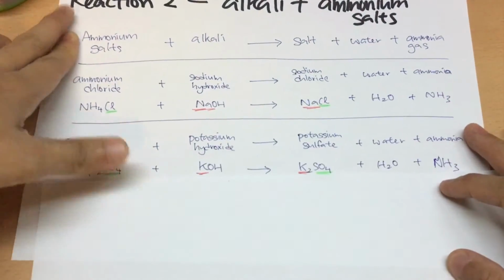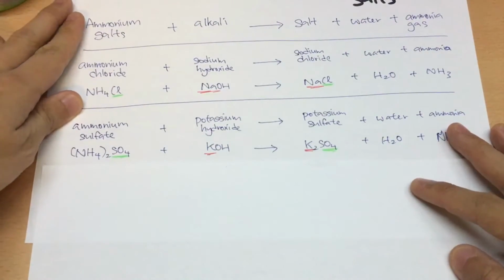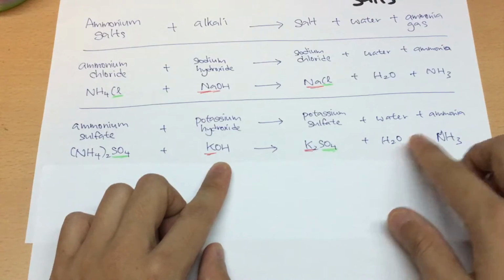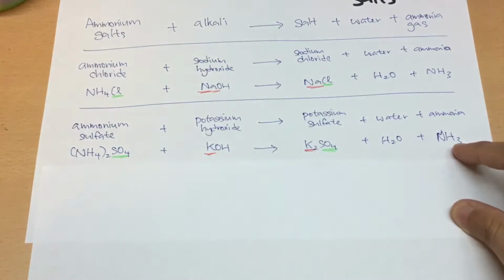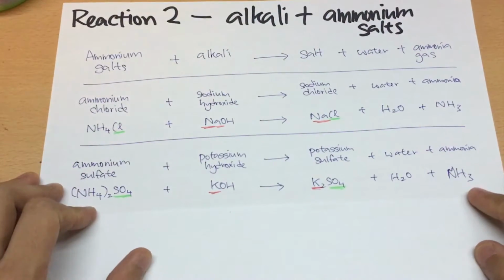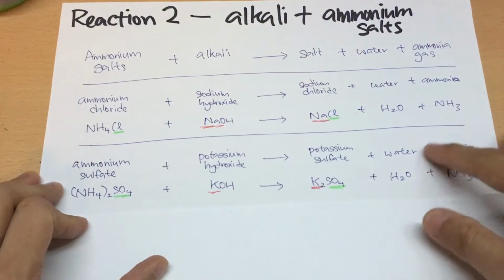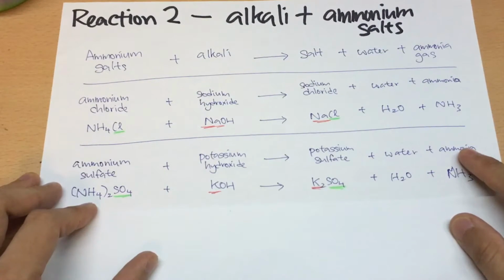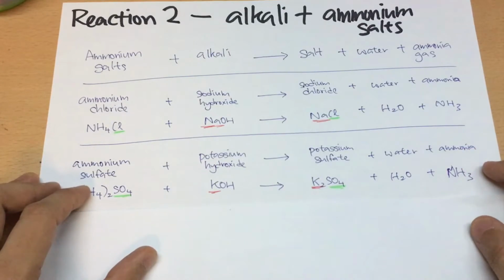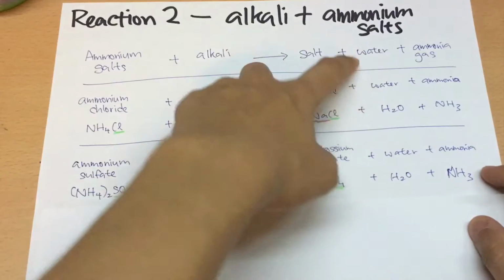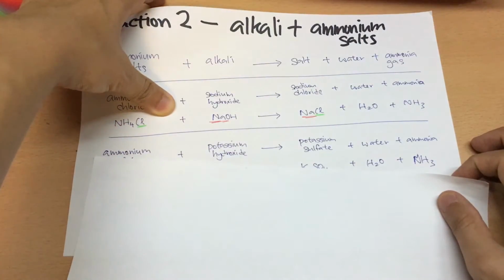In another reaction, ammonium sulfate and potassium hydroxide will form potassium sulfate, a salt, water, and ammonia gas. A common mistake is to confuse the chemical formula of ammonia gas, NH3, and the ammonium ion, NH4+. All alkali will react with ammonium salts to produce salt, water, and ammonia gas.